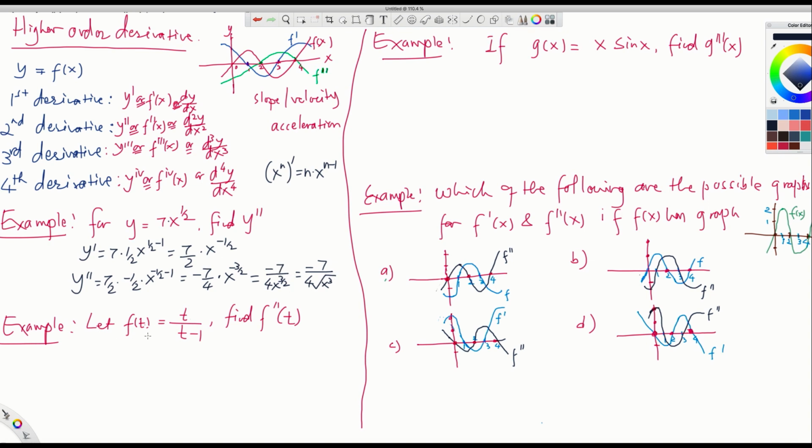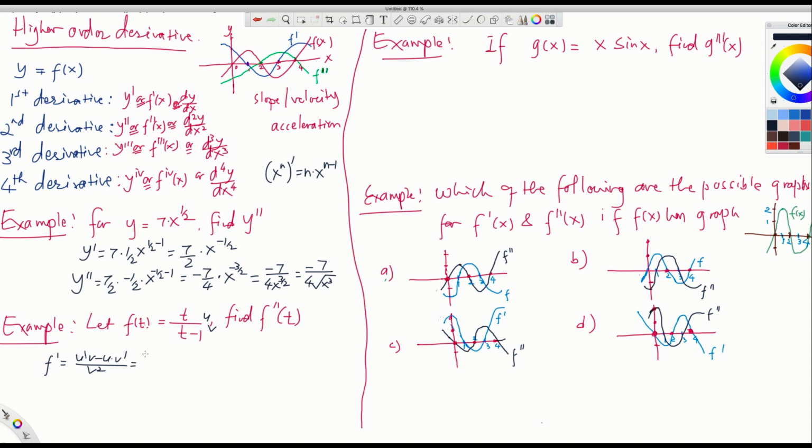So how about this one? For this problem, you have a quotient rule, right? It is like u over v, right? So what is the formula for the derivative of u over v? The first derivative f prime will be u prime times v minus u times v prime over v square, right?